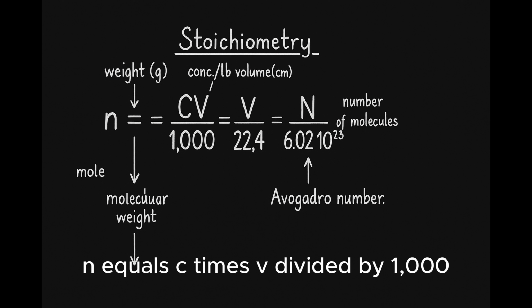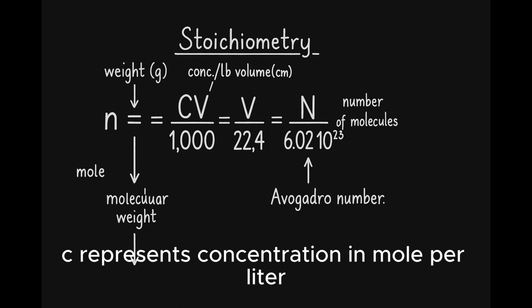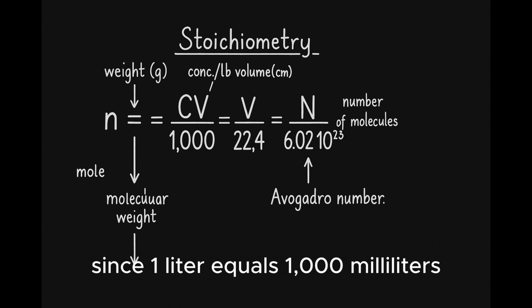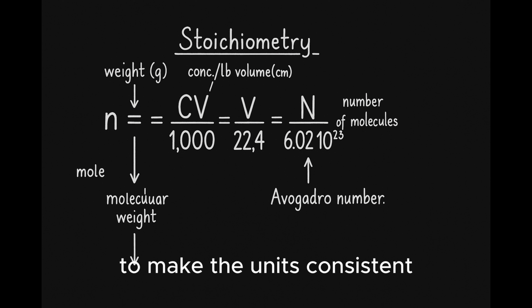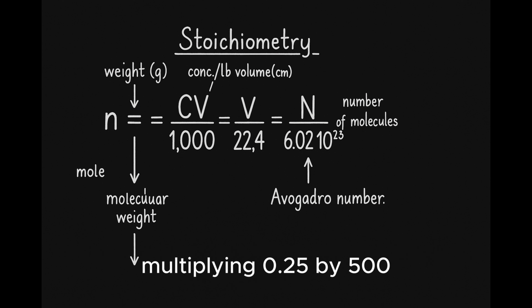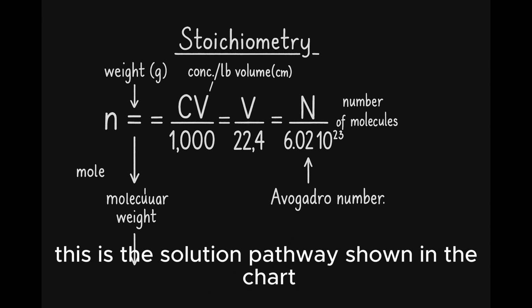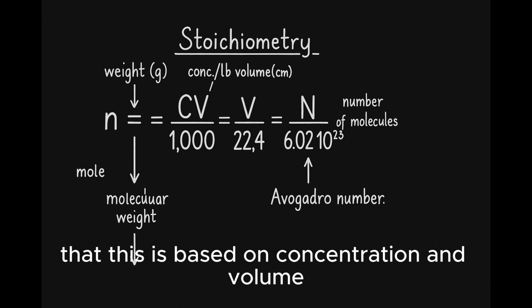N equals C times V divided by 1,000. In this case, C represents concentration in mole per liter, and V represents the volume of the solution in milliliters. Since 1 liter equals 1,000 milliliters, the formula divides by 1,000 to make the units consistent. For example, if you have 500 milliliters of a 0.25 molar solution, multiplying 0.25 by 500 and dividing by 1,000 gives 0.125 moles. This is the solution pathway shown in the chart, and the arrow is labeled to remind us that this is based on concentration and volume.